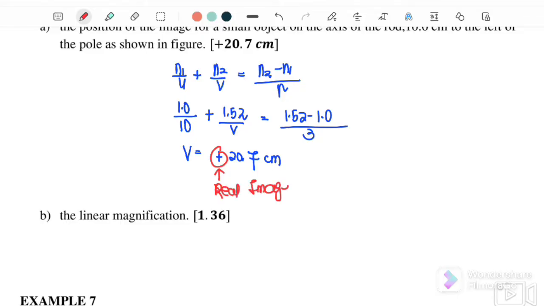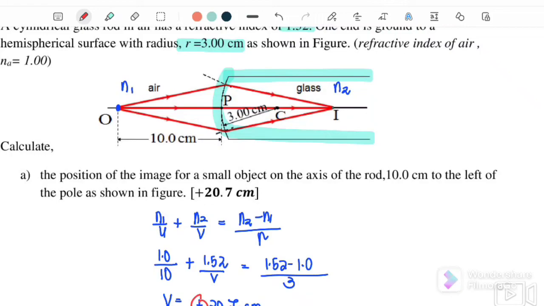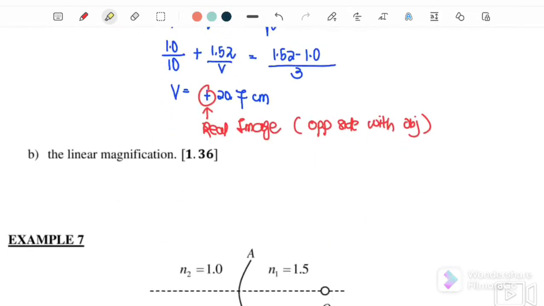A real image for refraction is formed on the opposite side to the object, meaning that it will form in the second medium. So this is where the image forms, and this is the object. The real image will form on the opposite side to the real object. Next we will go to part B.